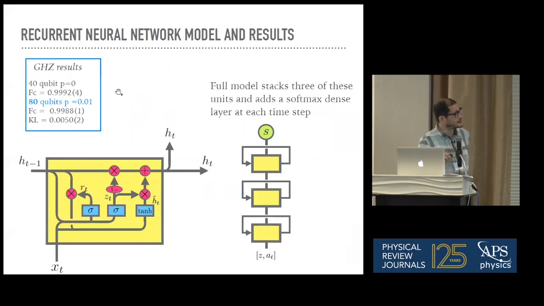But then we came up with this recurrent neural network language model. It's kind of like machine learning techniques that are used for language translation. When you go and type on Google Translate, this is what they use. They use recurrent neural network models. What we did was we took one of those machine learning translation models, and we applied it to the learning of these GHZ states. Once we used these recurrent neural networks, we were able to go up to 40 and 80 qubits, and we were able to retrieve the GHZ state with a big number of qubits with high fidelity.